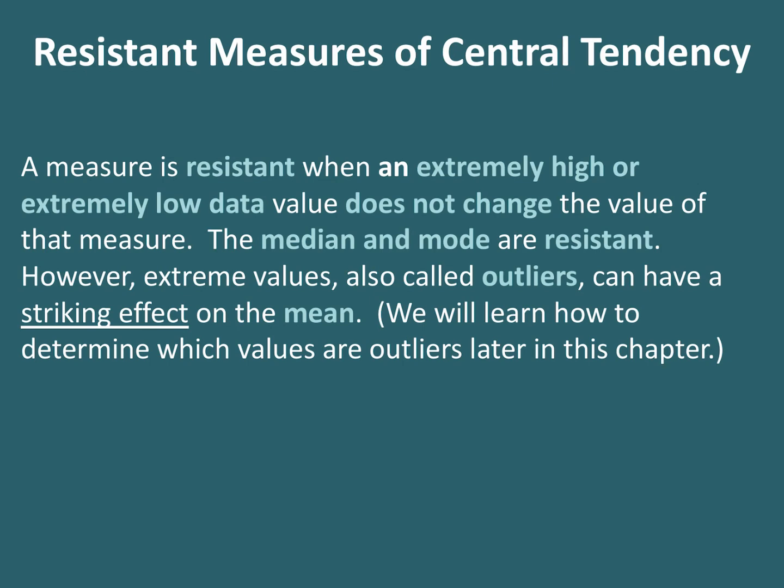Now, there are some measures that are resistant. A measure that is resistant is one where an extremely high or low data value does not change the value of that measure. The median and mode are resistant. However, extreme values, called outliers, have a striking effect on the mean. And we will learn how to determine which values are outliers later on.